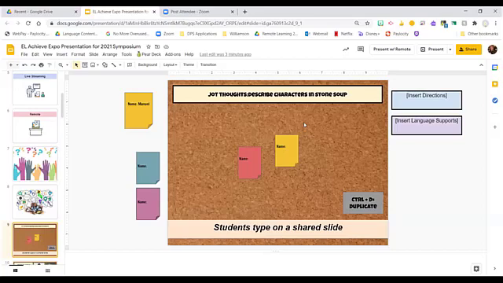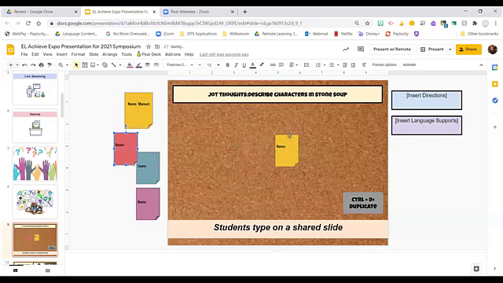Alrighty, so one of the strategies that we figured out how to do in Google Slides is jot thoughts. So on the slide, the teachers would input the question, as you can see up here is the prompt, and then the directions for the activity and the language supports off to the side. So in this example, the teacher is prompting students to describe characters in Stone Soup. These colored boxes that you see on the slide and off to the side are essentially text boxes that we made look like sticky notes by just filling them in with color.